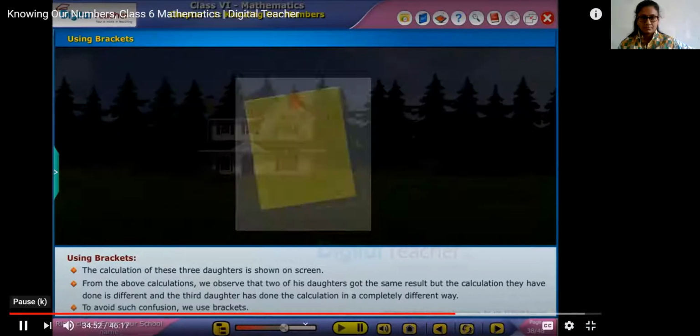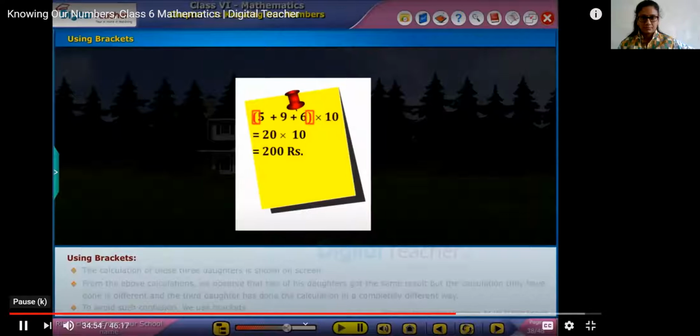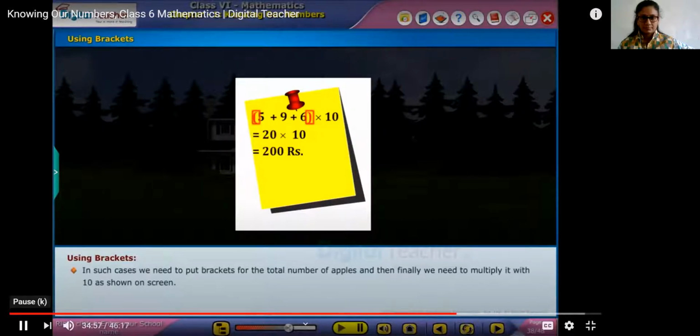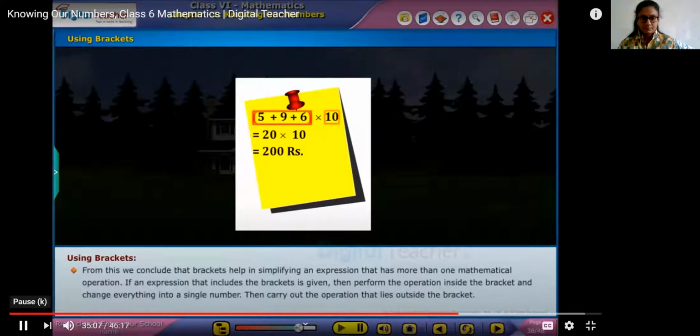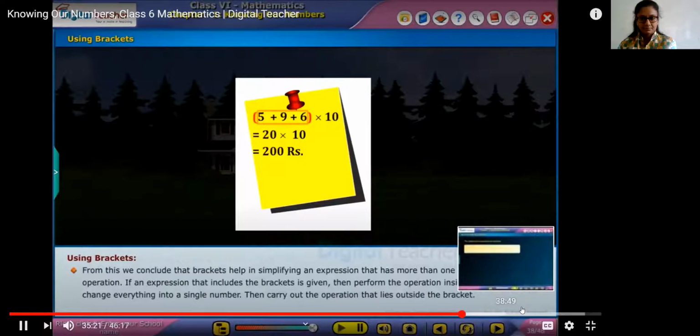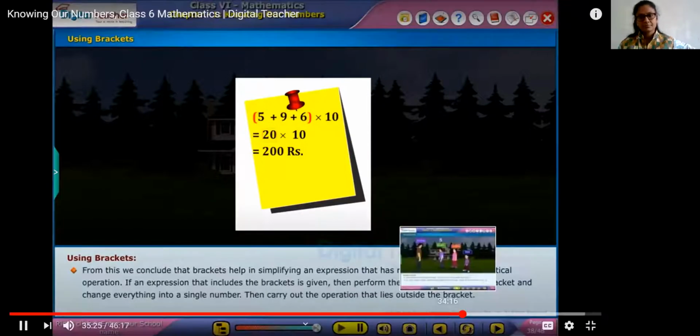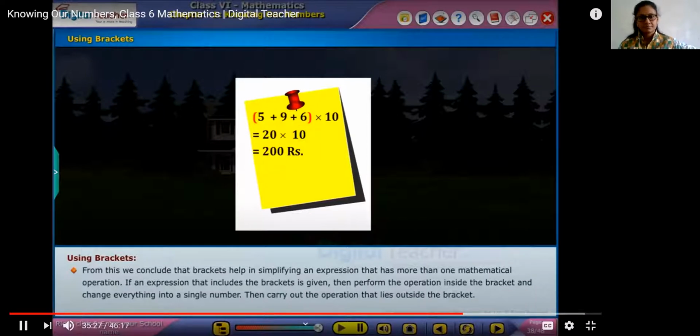To avoid such confusion, we use brackets. In such cases, we need to put brackets for the total number of apples, and then finally, we need to multiply it with 10 as shown on screen. From this, we conclude that brackets help in simplifying an expression that has more than one mathematical operation. If an expression that includes the brackets is given, then perform the operation inside the bracket and change everything into a single number. Then carry out the operation that lies outside the bracket.